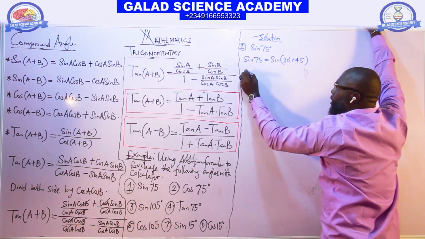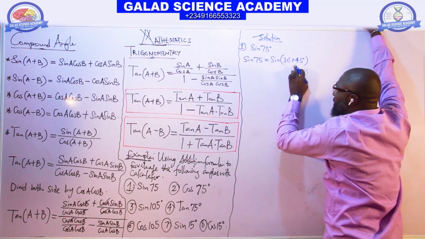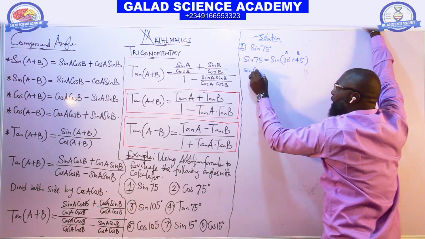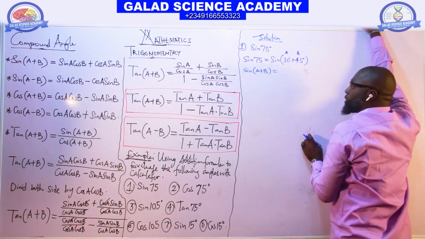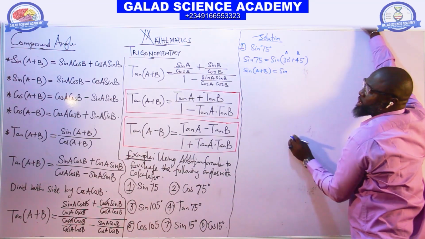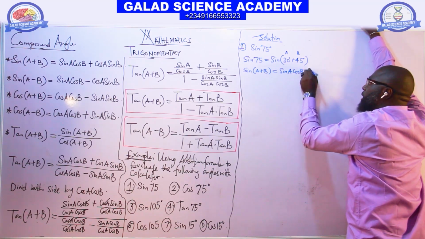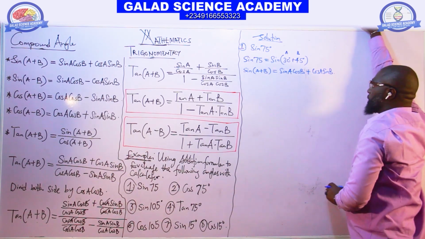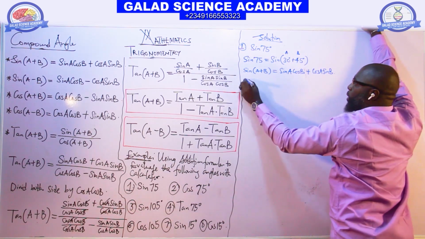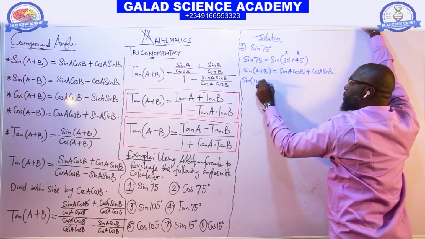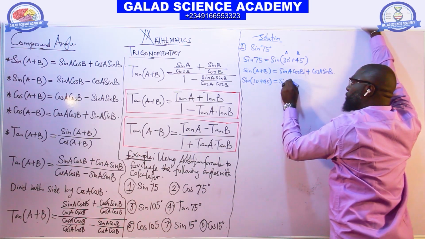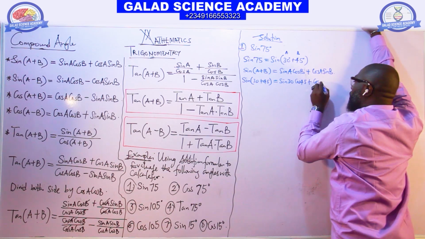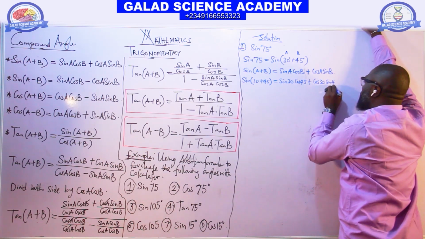Let this one be our A and this one be our B. So using sine of A plus B, it will give us sine A cos B plus cos A sine B. We apply this to solve now. Sine of 30 plus 45 is sine 30 cos 45 plus cos 30 sine 45.